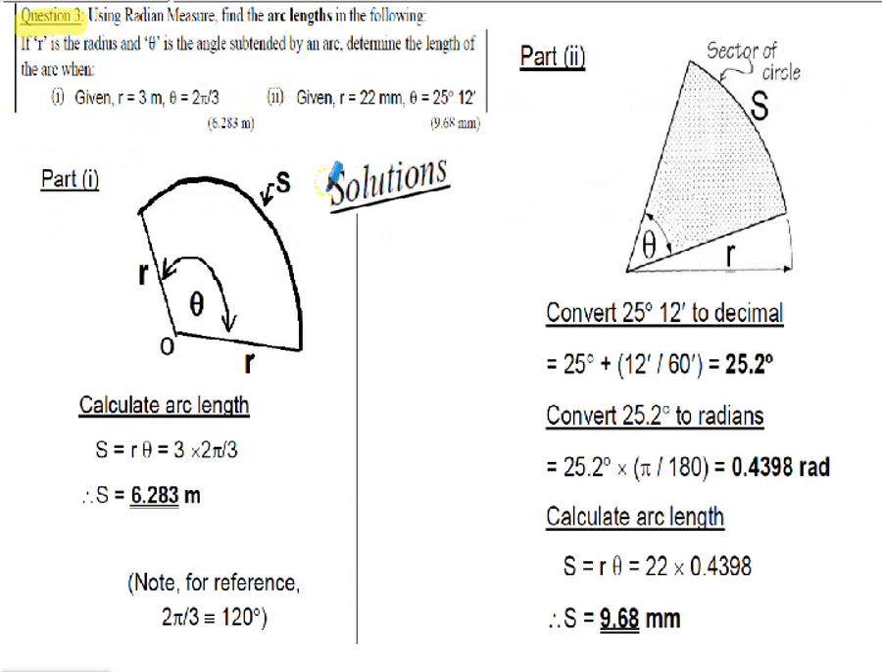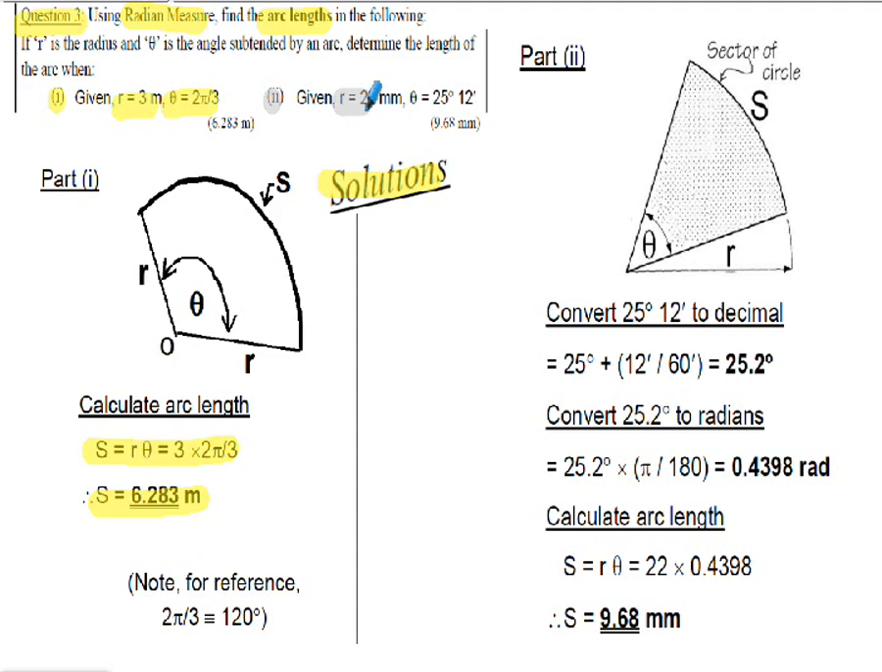Question 3, solution shown. Again, we're asked to use radian measure to calculate the arc length S. In part 1, we're given the radius of 3 meters and the angle theta as 2 pi upon 3 radians. So in this case, we can use the formula S equals r theta directly to work out the arc length S. But in part 2, we need to be more careful.